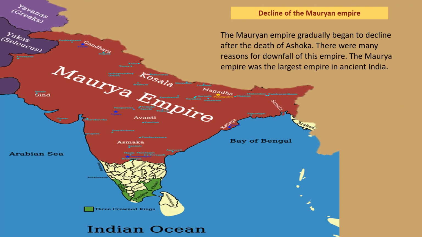The Mauryan Empire gradually began to decline after the death of Ashoka. There were many reasons for the downfall of this empire. Later, many new states and some empires emerged in India. The Maurya Empire was the largest empire in ancient India.